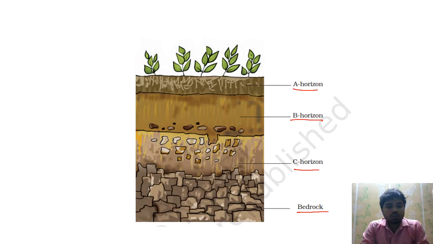Students, now I am giving you 30 seconds to observe what things you can see in each horizon, that is A, B, C and the bedrock. What are the characteristics of each horizon?